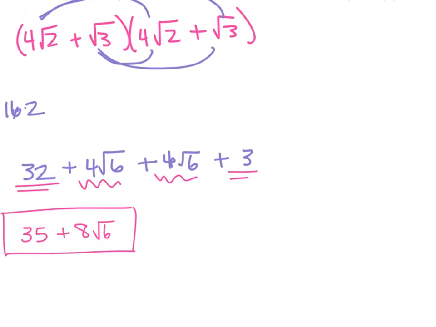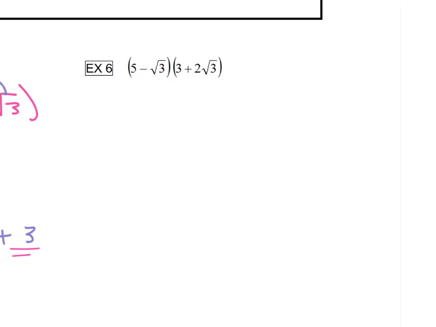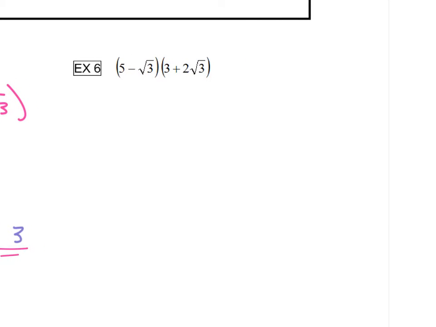All right, let's try one more of those. All right, this one, nothing is squared. We're just given a binomial times a binomial. They're not conjugates, so we can't shortcut through it. So we will just FOIL this out. 5 times 3 is 15.